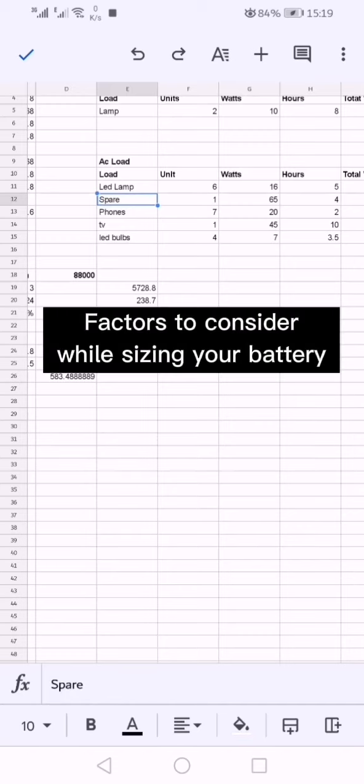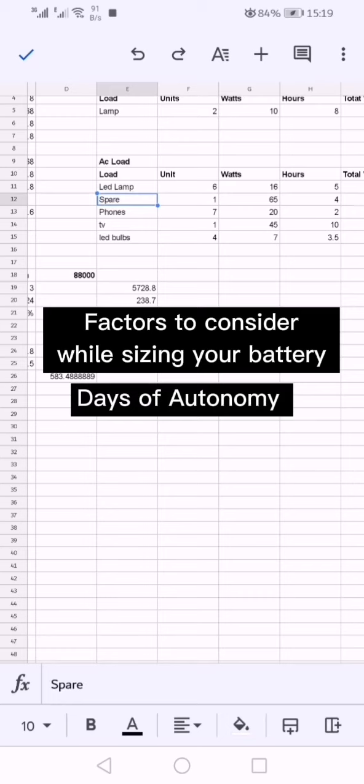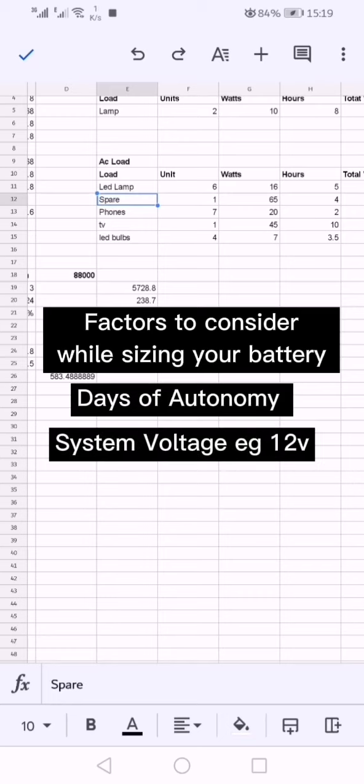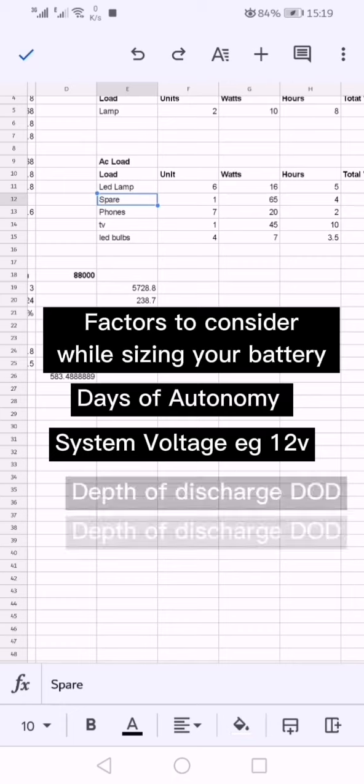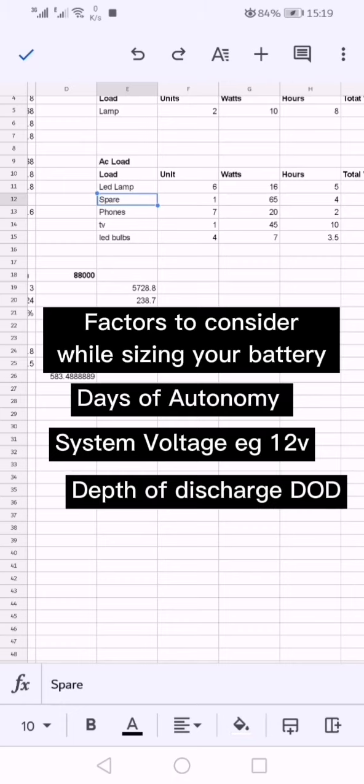Then after that you will size your battery. You will size your battery regarding these three factors. One is the days of autonomy, the system voltage of your solar system, and the depth of discharge of your batteries.